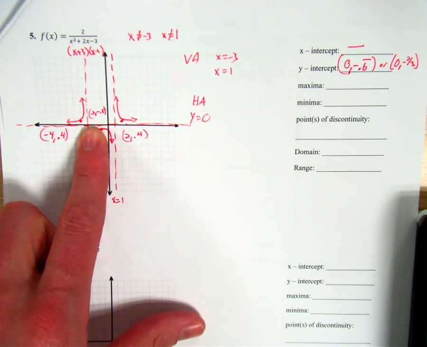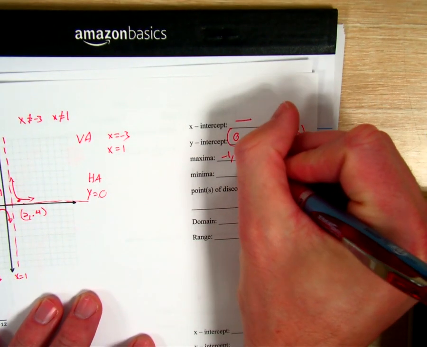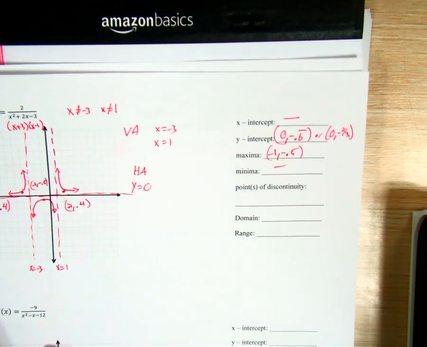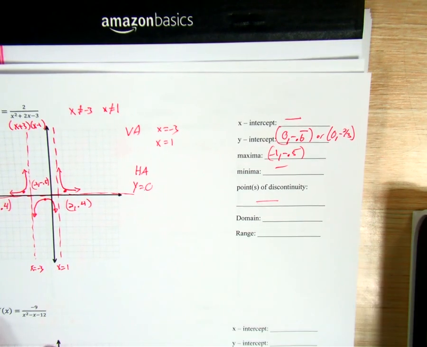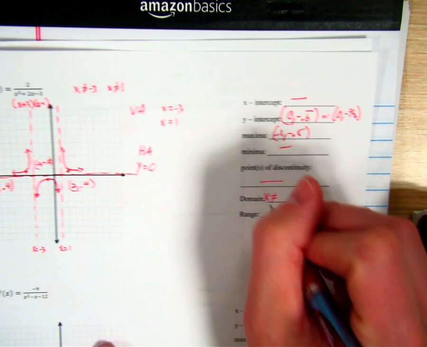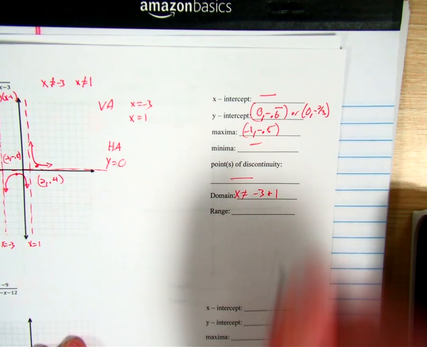Maximum, we have that, -1, negative 0.5. We did not have any minimums or low points. No points of discontinuity. Domain, all x's not equal to -3 and 1.